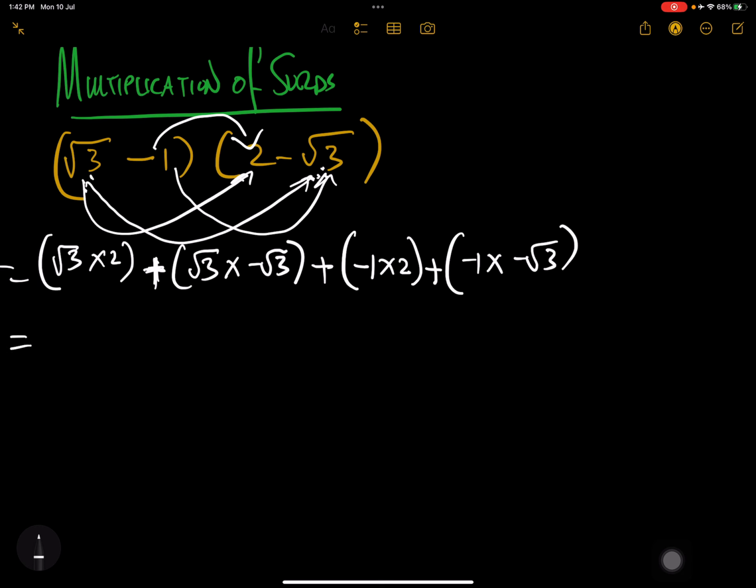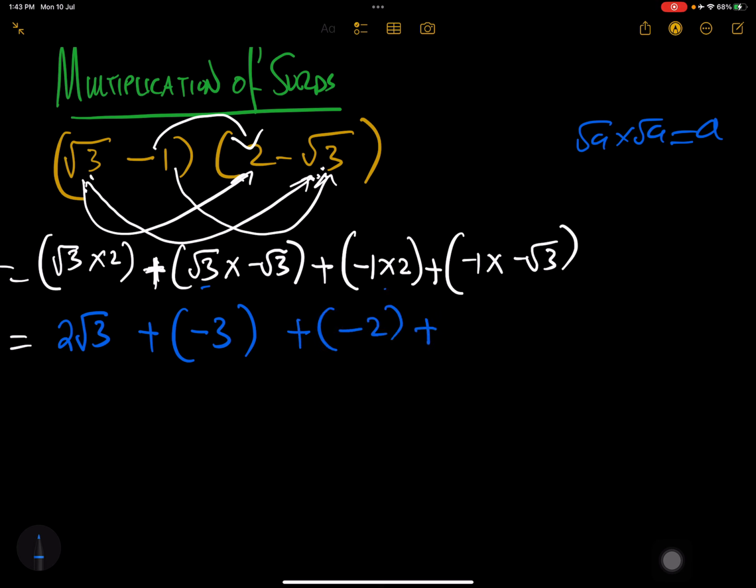And then this is going to give us 2 square root of 3. And then plus into bracket, we're going to get negative 3. Remember, we said we have square root of a times square root of a, it is just a. Don't forget that. So this square root of 3 times square root of 3 is just 3. But there's a negative sign. That's why I brought the negative sign there. And this is going to give us plus into bracket minus 2. And it's going to be plus into bracket plus square root of 3. Can you see that? Because negative 1 times negative is plus, and then you bring the square root of 3 there. So you're going to have 2 square root of 3 minus 3 minus 2 plus square root of 3.